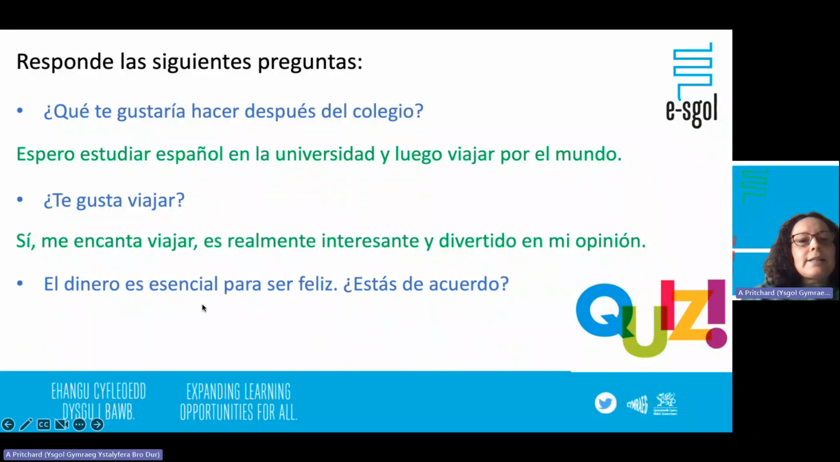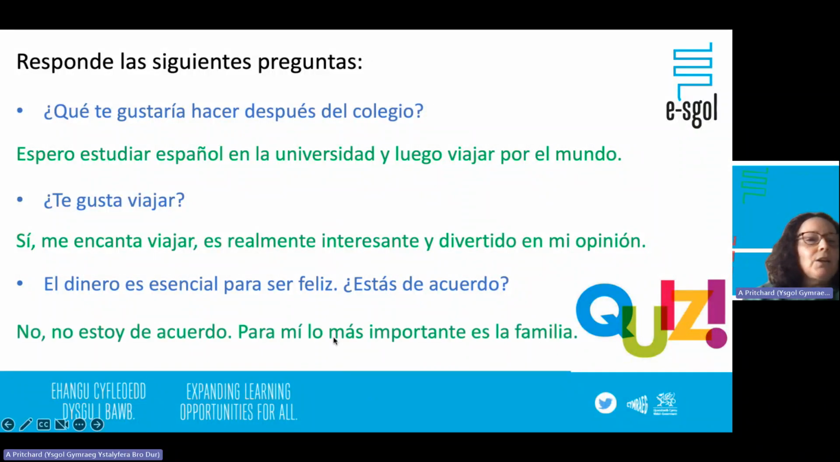And el dinero es esencial para ser feliz. ¿Estás de acuerdo? So do you agree that money is essential to be happy? So have a little think, write down your answer, or orally give your answer, pause the recording, and then you can play. So here is a possible answer. No, no estoy de acuerdo. Para mí, lo más importante es la familia. And again, we have the para mí, which is really useful, and lo más importante.